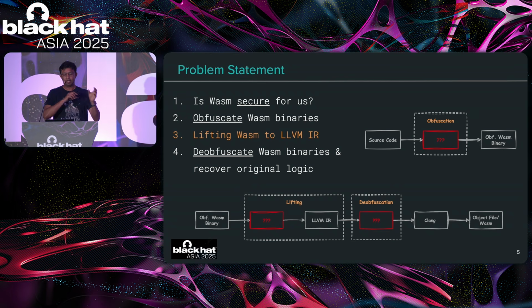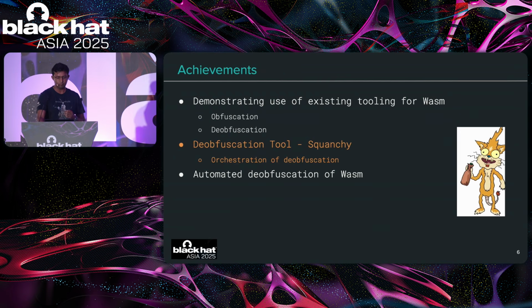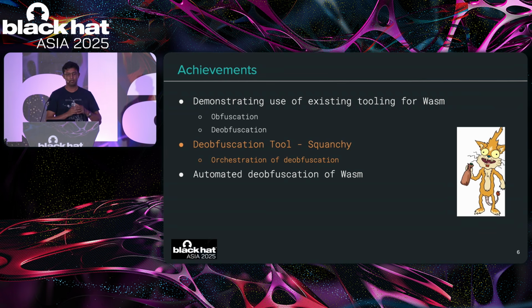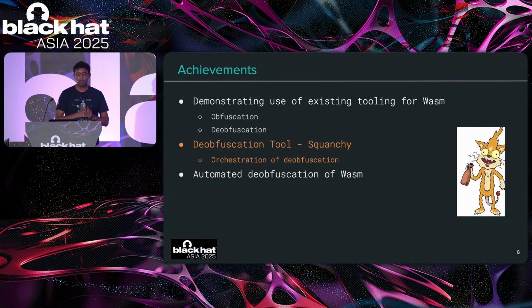How to lift Wasm to LLVM IR. We will be talking more about this in detail. And then finally, how to de-obfuscate WebAssembly binaries. So we'll be showing you how to obfuscate and de-obfuscate using the existing tooling. We'll be introducing a new tool called Squanchy, which will be performing all the orchestration for the de-obfuscation that we're talking about. And then we will do some demos of how the whole automated de-obfuscation can be done.